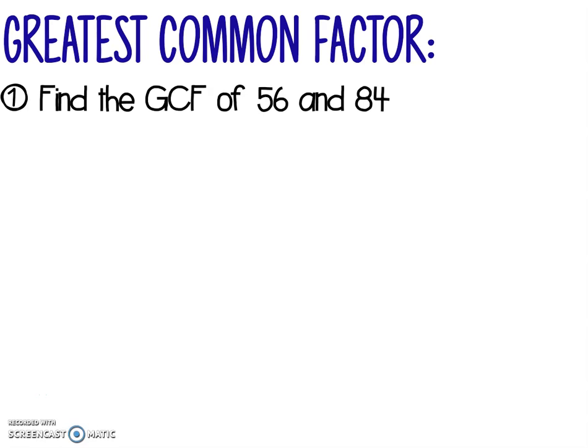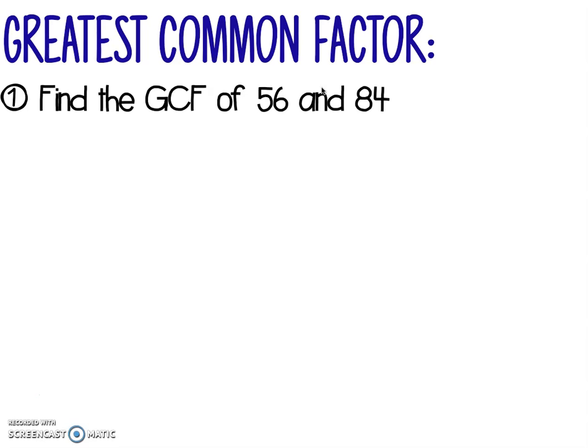Alright guys, so today we're going to be working on finding the greatest common factor. And the greatest common factor is the biggest number that goes into both of these numbers evenly. So what we're going to use to help us find the greatest common factor is something called prime factorization. And prime factorization uses factor trees to help us find all the prime factors that they have in common.